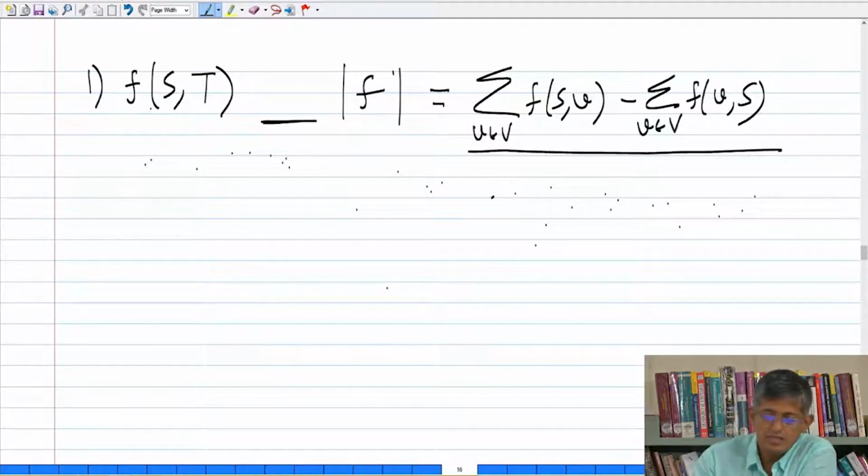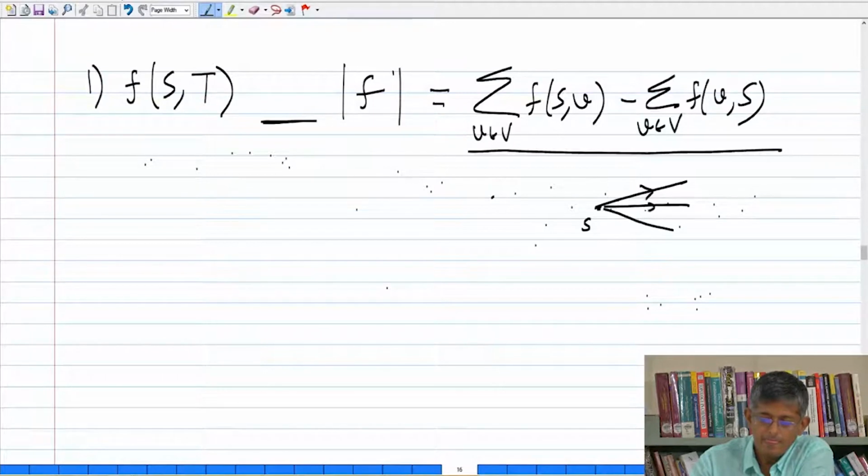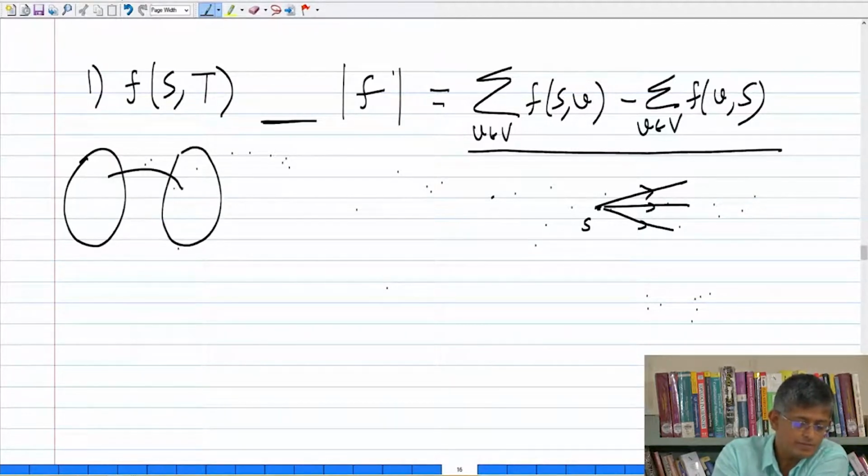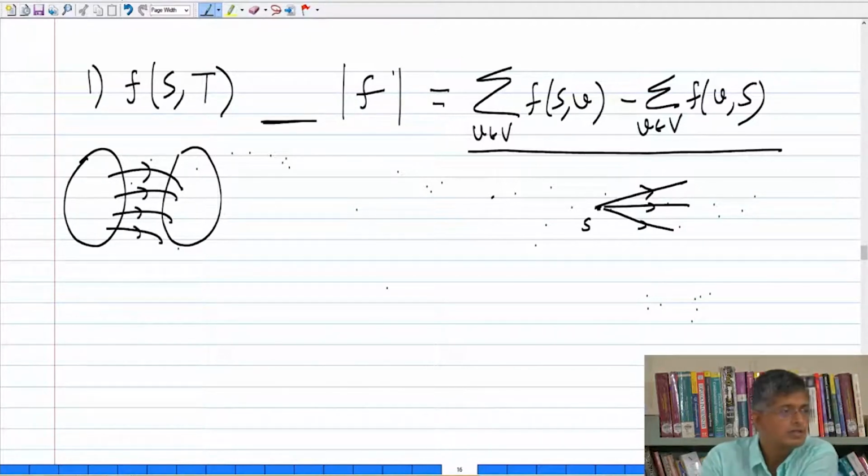Now, this is s, and this is a formula for the effective current. This fellow is the effective flow that is flowing from S to T. This is the effective flow that is going from S to T. What is the connection between the effective flow that is leaving s and the effective flow that is crossing over from S to T?